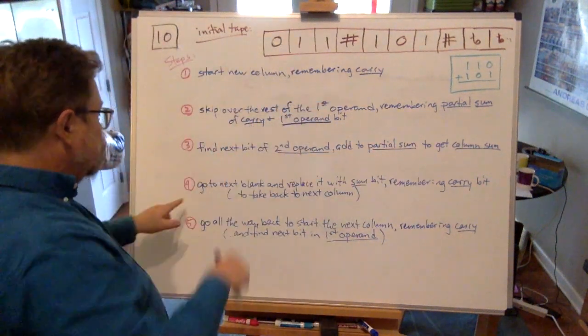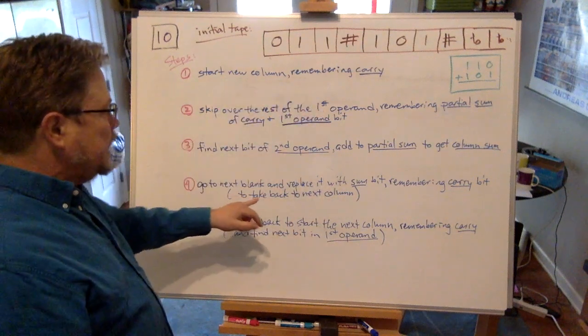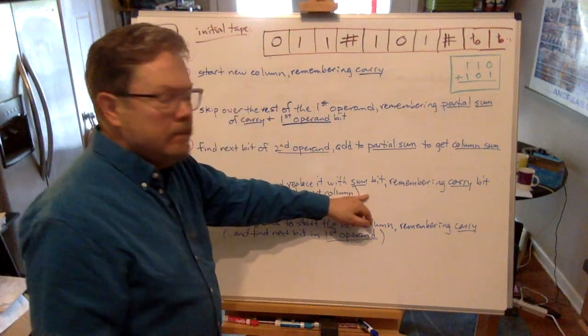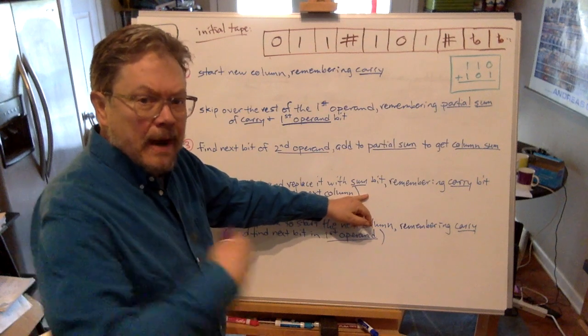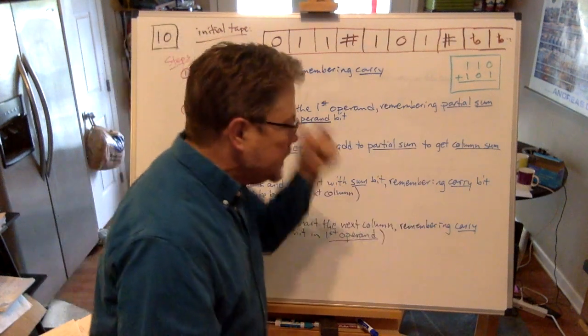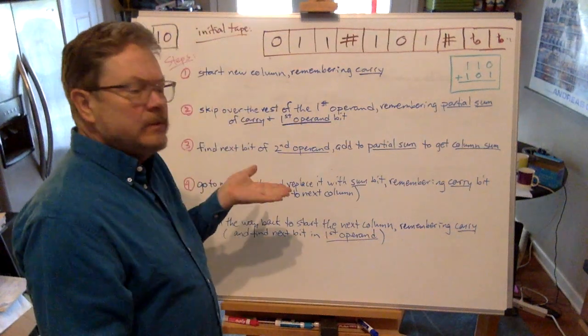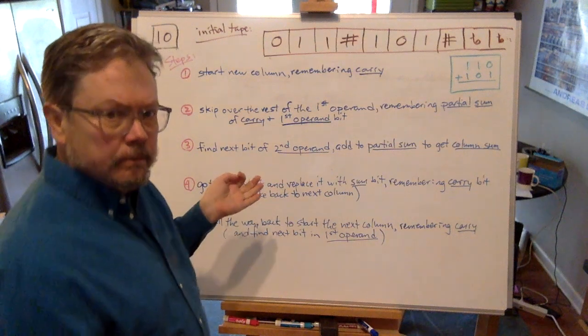Now we keep going, go to the next blank. Pass the pound sign over there, go to the next blank, and replace it with the sum bit. That's the right-hand piece of our 2-bit column sum. Remembering the carry bit, I need to remember that by what state I'm in. That's the left-hand bit of my 2-bit column sum.